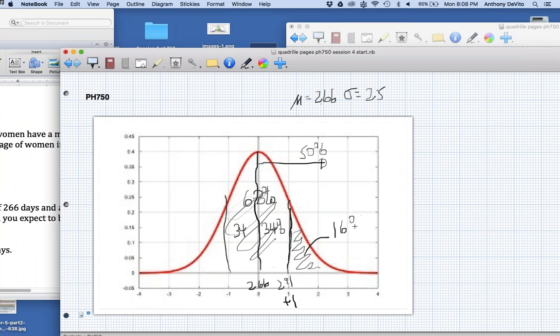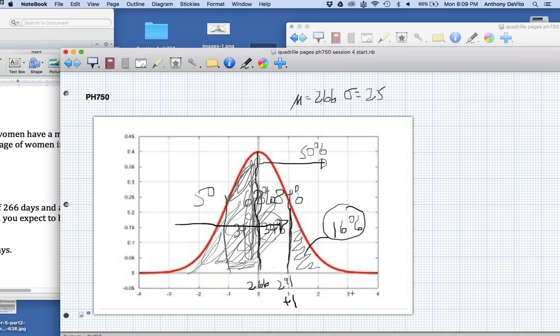That's 16%. Another way you could look at it is everything to the left of this is 50%, because it's to the left of the mean. And you have 34% between the mean and the 291. So you've got 84% represented up to this point. So again, that gives you the same 16%.